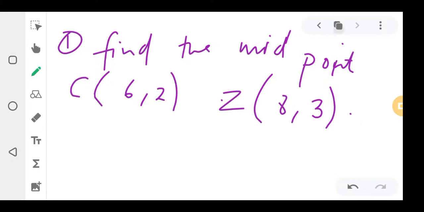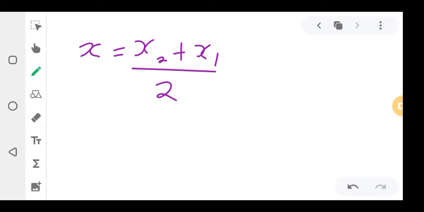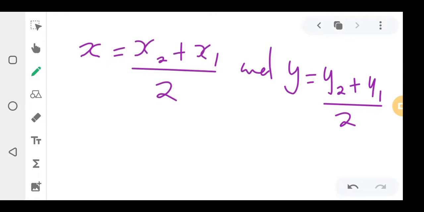Okay, I'll give you the formula for midpoint. This is the formula for midpoint. To find the x coordinate, it will be x2 plus x1 divided by 2. And also to find the y coordinate, it will be y2 plus y1 over 2. This is the formula. So you always look at the points that you are given.